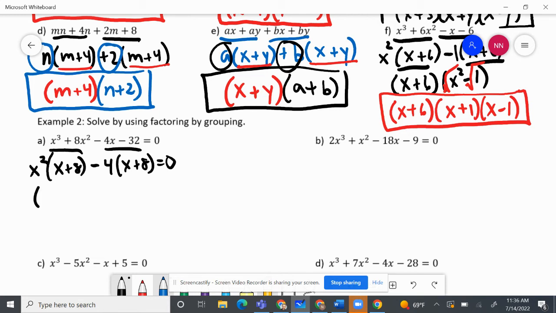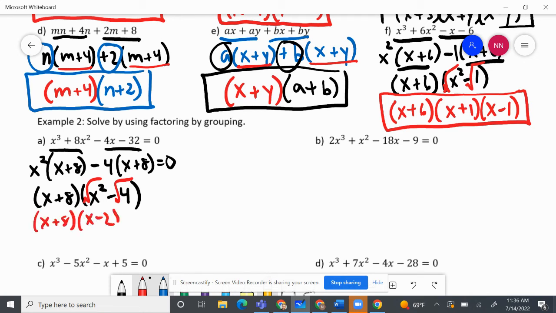We notice that both of them have an x plus 8, and what's left over is an x squared minus 4. This is a difference of squares because we could take the square root of each one. So we have x plus 8, x minus 2, x plus 2 is equal to 0. Now, when we're solving it, remember we take the opposites: negative 8, 2, and negative 2.